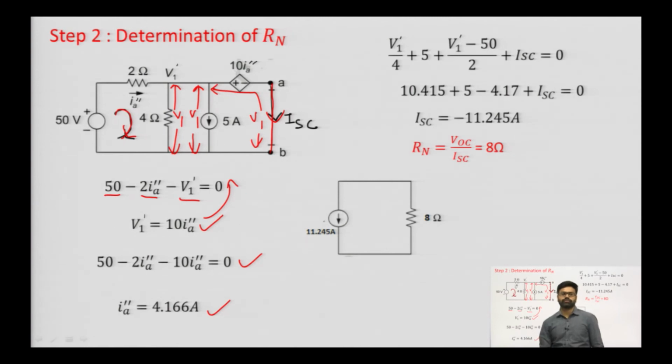4.166 ampere. IA double dash आ गया हमारे पास.